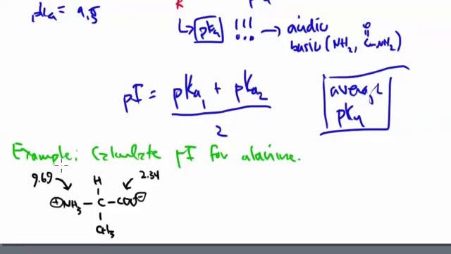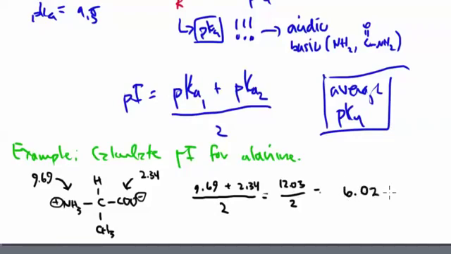I just take those two numbers and I get an average. That's all that I do. So I'll take 9.69 and I'll add 2.34 to it, and then I divide by 2. It's as simple as that. It can't really get any harder at all. So 9.69 plus 2.34 gives you 12.03. And then I'm going to divide by 2, and this gives me a pI of 6.02. We'll round it to 2 sig figs after the decimal. 2 after here, 2 after there, we'll keep 2 after here. And this is what I would call the isoelectric point.